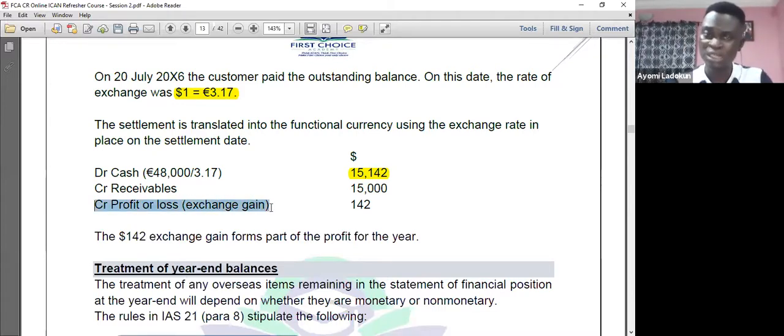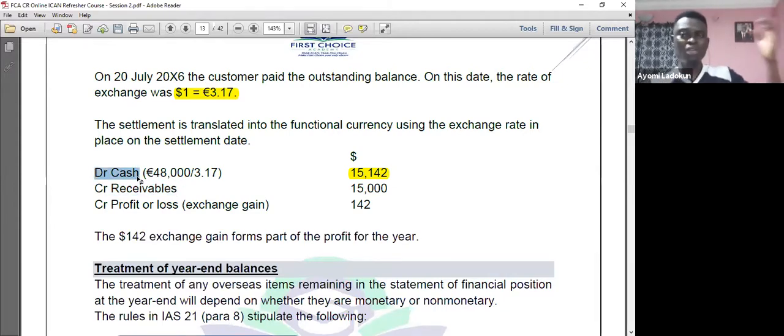So it's not a debit, because I credit profit or loss and I credit my receivables, because I've already debited it and money is coming in. So I debit my cash. That's it. So when you are doing this, you must pass the double entry.